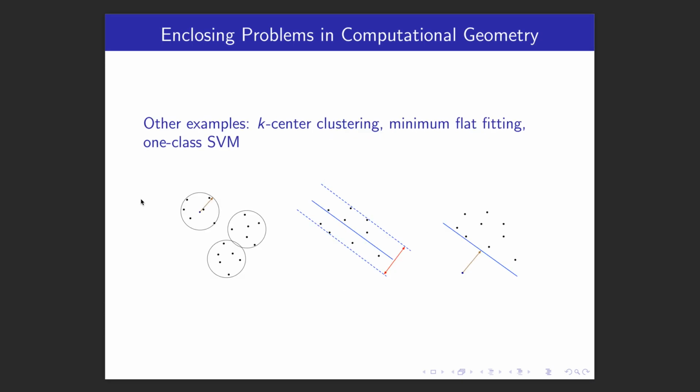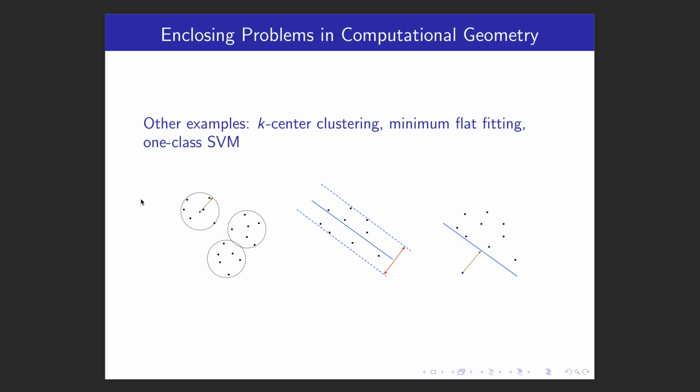Here are also several other examples of enclosing problems, like k-center clustering. Basically, we want to find k balls to cover the given set of points, and we minimize the maximum radius. The second example is minimum flat fitting. Basically, we want to find a low-dimensional flat to fit the given set of points. So here we want to minimize the maximum orthogonal distance from the given input to the center flat.